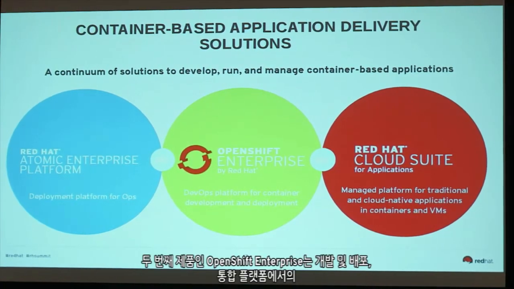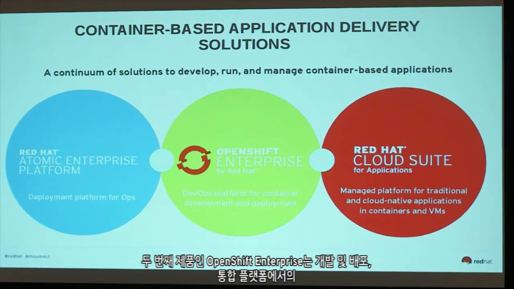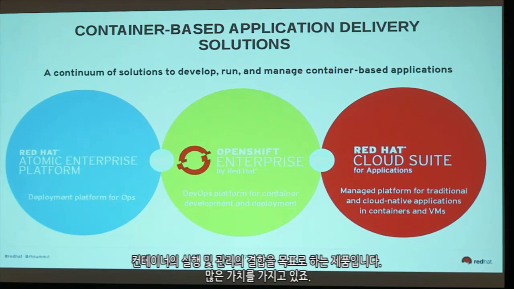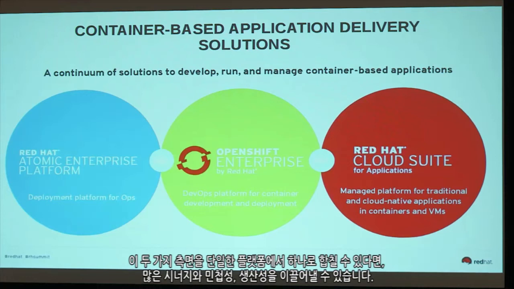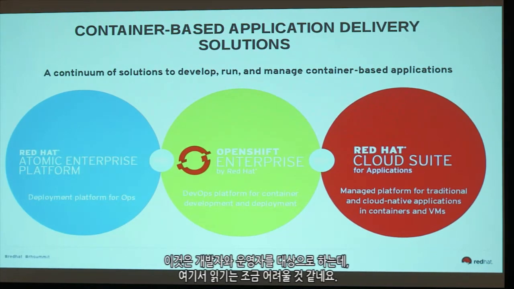The second offering is OpenShift Enterprise, which targets the combination of development and deployment and running and managing of containers in an integrated platform, which has a lot of value. If you can bring these two sides of the house together in a single platform, you can drive a lot of synergy, agility, and productivity. That's what OpenShift stands for. Targets the developers and the ops guys. And I admit it's a bit hard to read here.